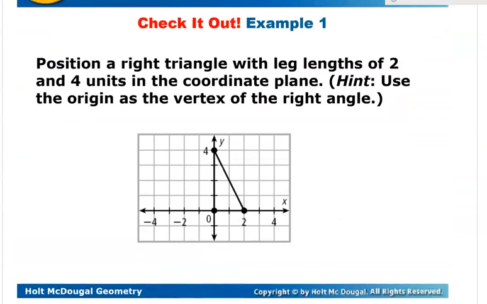This one, position a right triangle. Notice we start at the origin. We're going to use that right angle with leg lengths of 2 and 4. Now, if you wanted to make this side 4 and this side 2, that's perfectly fine. It's still the same right triangle. But it looks like they went 2 this way, 4 that way, and then they just connected it. And yeah, super easy.